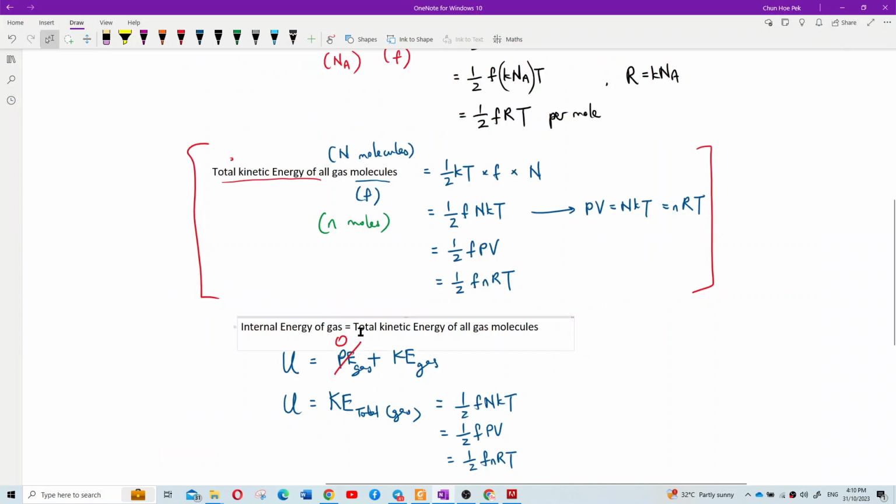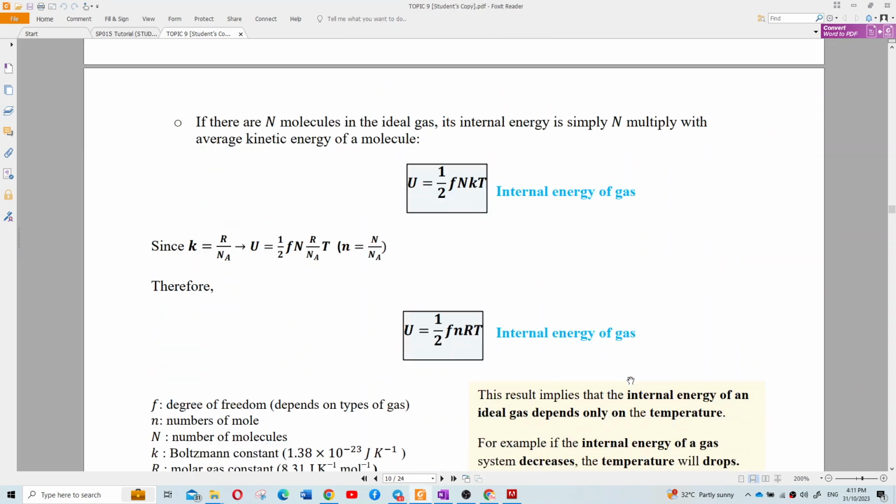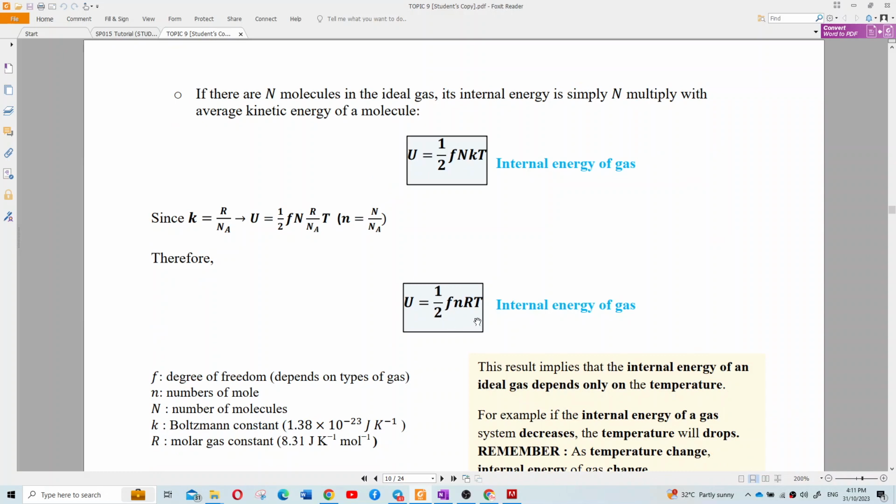The internal energy of gas is the total kinetic energy of all the gas molecules. It has N molecules, so that's why you multiply by N. Or if you are given the number of moles, you just use nRT instead. This is the formula for internal energy of gas: 1/2 f nRT.